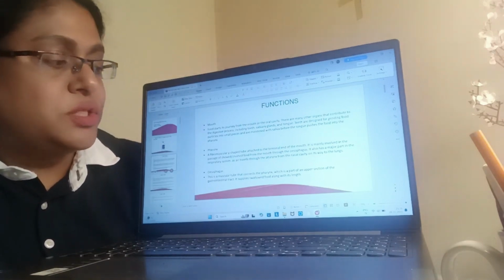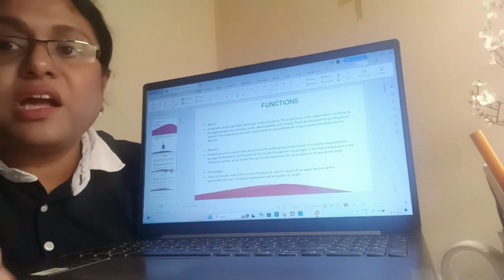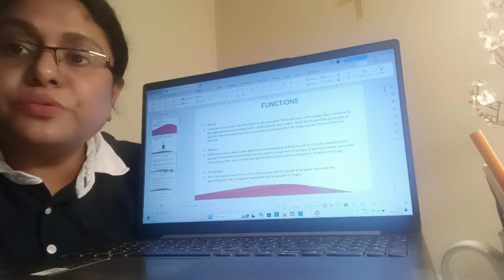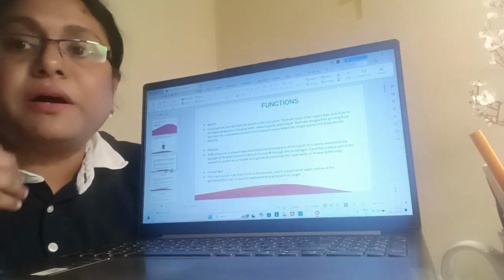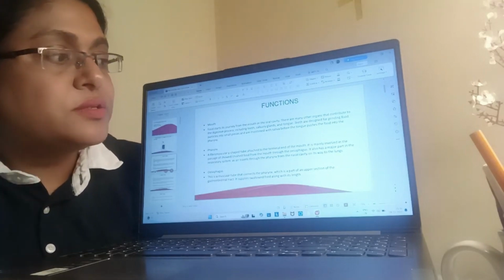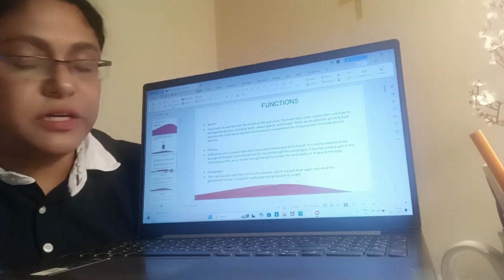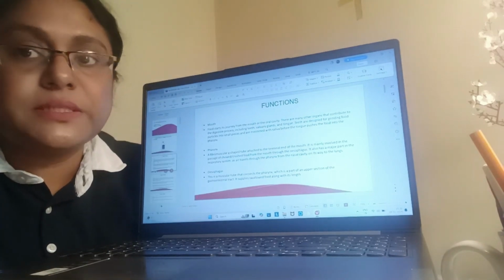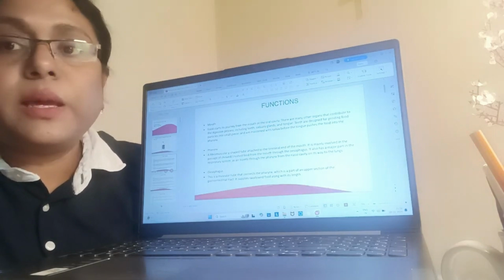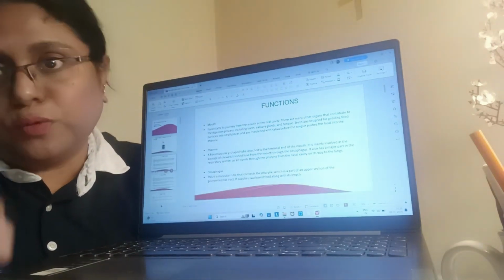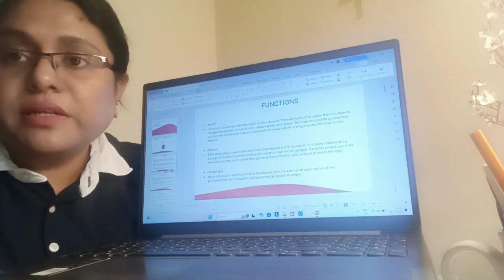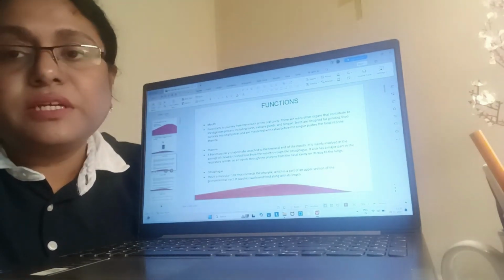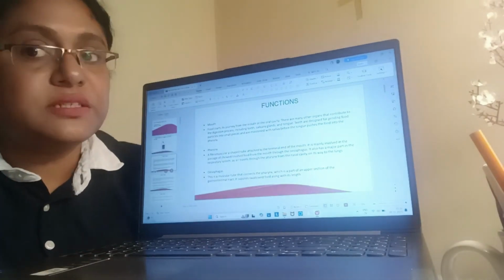Now talking about the pharynx, it is a fibromuscular Y-shaped tube connected to the terminal end of the mouth. It helps to chew and crush the food, and it passes the food to the esophagus. The pharynx also has a major function in the respiratory tract, as air passes through the pharynx from the nose. This mouth, pharynx and esophagus are called the upper GIT, the upper gastrointestinal tract.